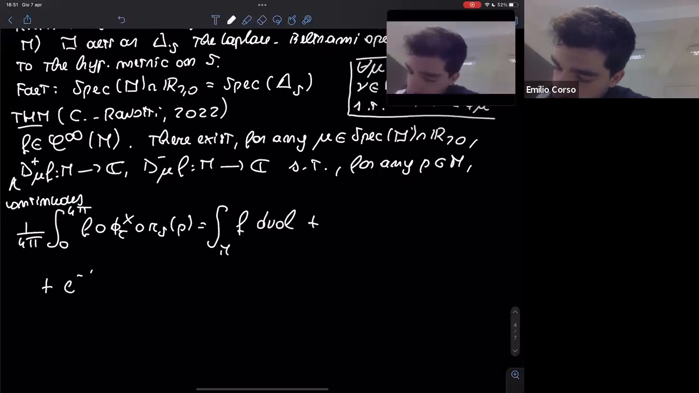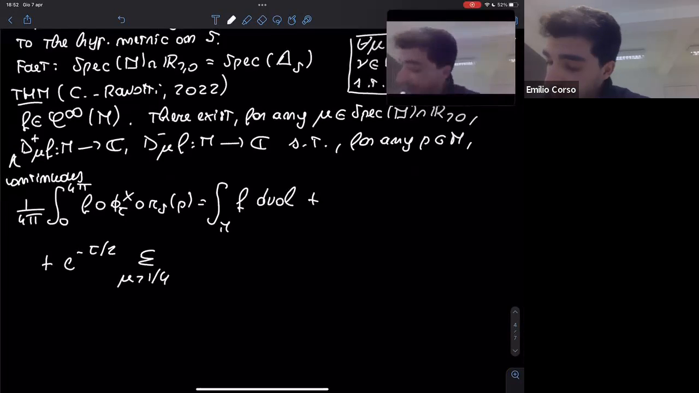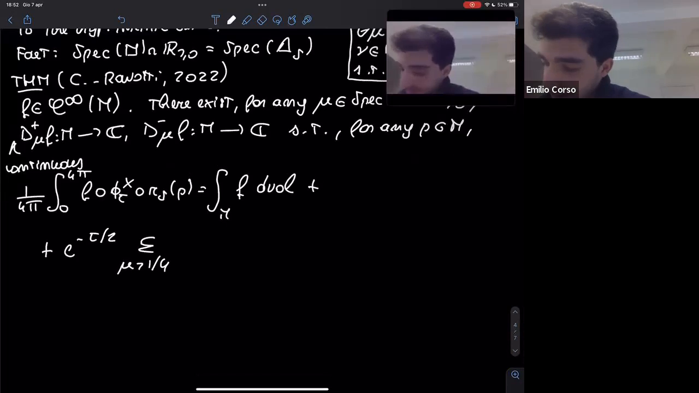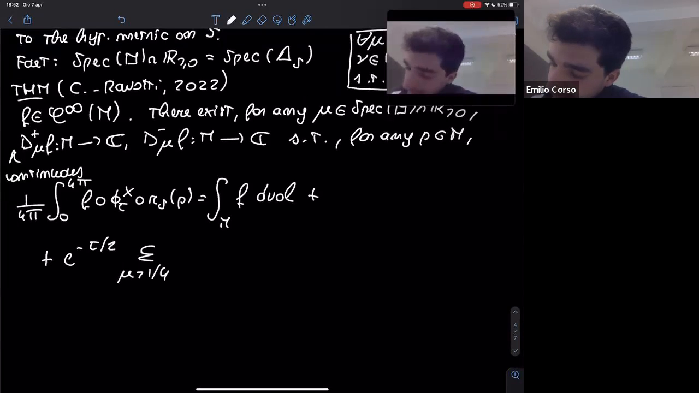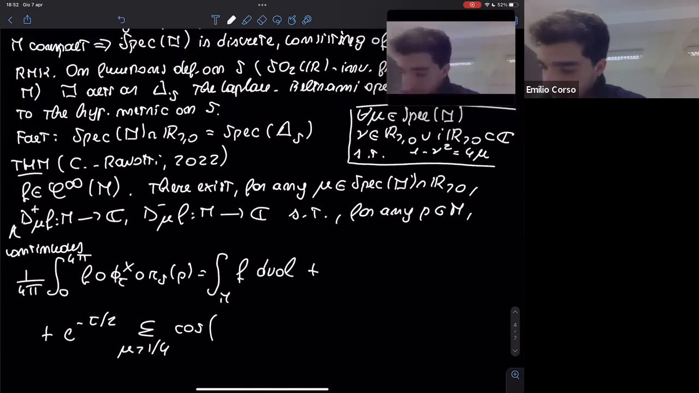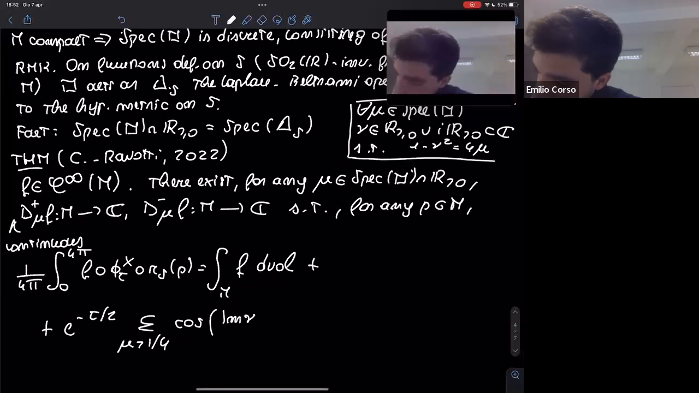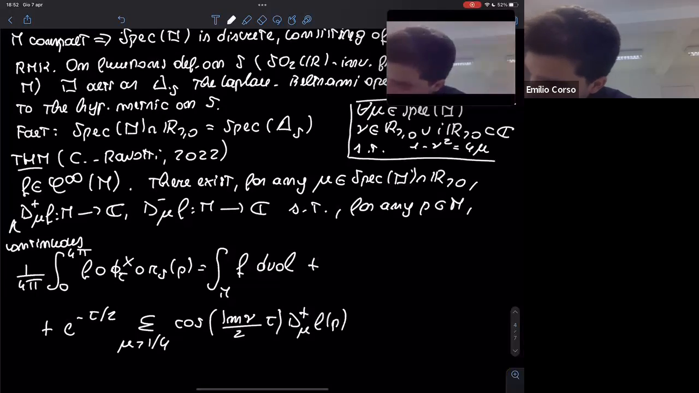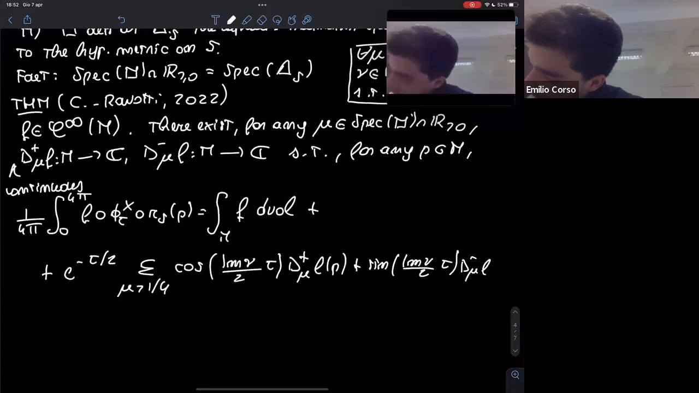So I have a term coming from the eigenvalues, e to the minus t halves, sum over mu bigger than 1/4. For those of you who know the terminology, these are the eigenvalues corresponding to the principal series representations of SL2(R). So I have an oscillatory term here, which is given by the cosine. For these eigenvalues bigger than 1/4, my parameter u mu here will be purely imaginary. And I have here the imaginary part of u mu halves t times this coefficient d plus mu f, plus sine of essentially the same thing times d minus mu f.